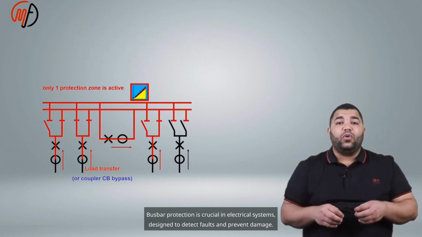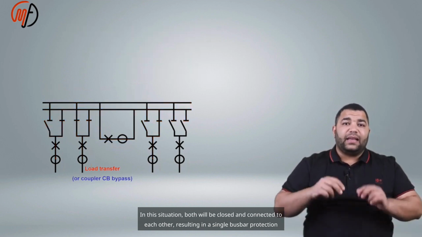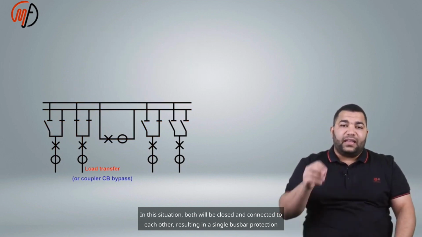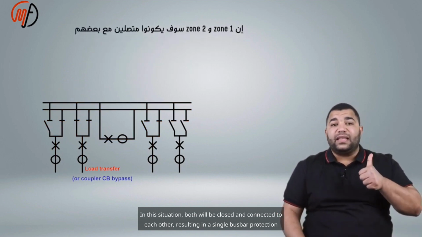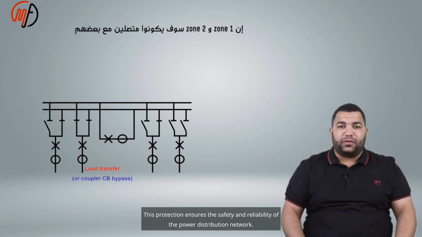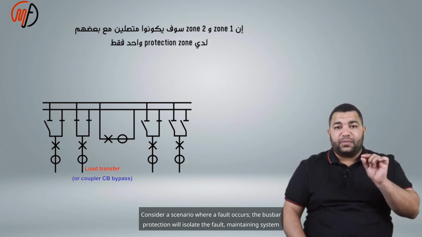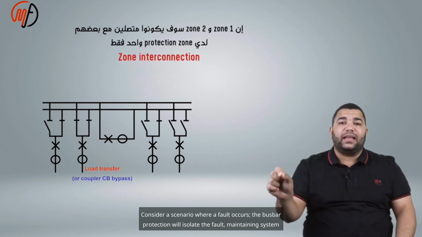Busbar protection is crucial in electrical systems designed to detect faults and prevent damage. In this situation, both will be closed and connected to each other, resulting in a single busbar protection zone. This protection ensures the safety and reliability of the power distribution network. Consider a scenario where a fault occurs. The busbar protection will isolate the fault, maintaining system stability.